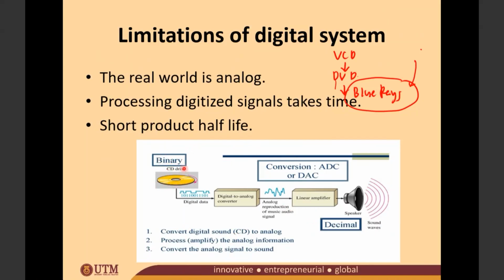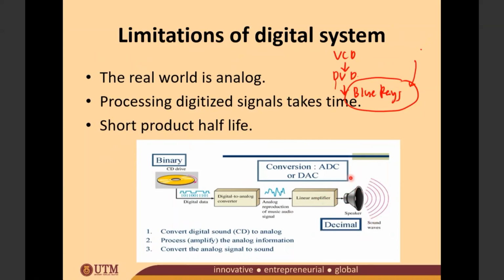So what happened here is you have to convert it first from this CD drive, by using a digital to analog converter. You need to convert these digital signals to analog signals. Once converting is done, then after that you can display it to the speakers or to the monitors, to watch the movie.